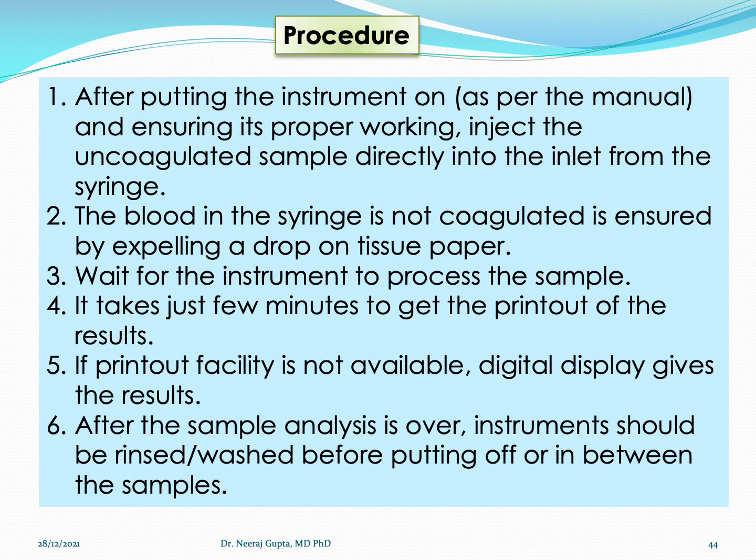Now procedure in brief. So after putting the instrument on as per the instruction manual and ensuring its proper working, inject the uncoagulated sample directly into the inlet from the syringe. That the blood in the syringe is not coagulated is ensured by expelling a drop on tissue paper. Now wait for the instrument to process the sample. It just takes a few minutes to get the printout of the result. If printout facility is not available, digital displays are also available which will give you the result. So after the sample analysis is over, the instrument should be rinsed and washed before putting it off, or in between the standby modes between the samples.